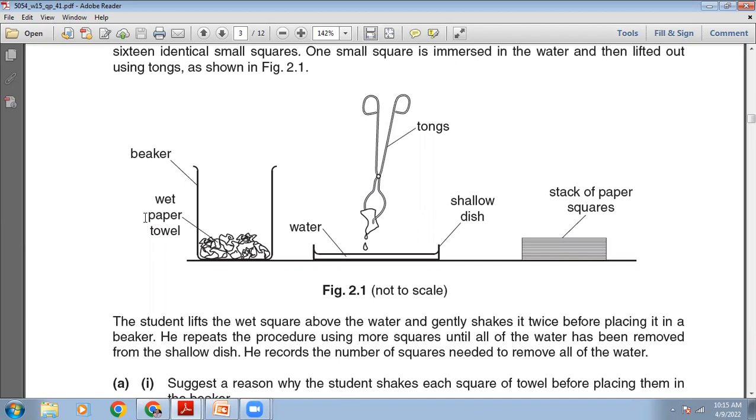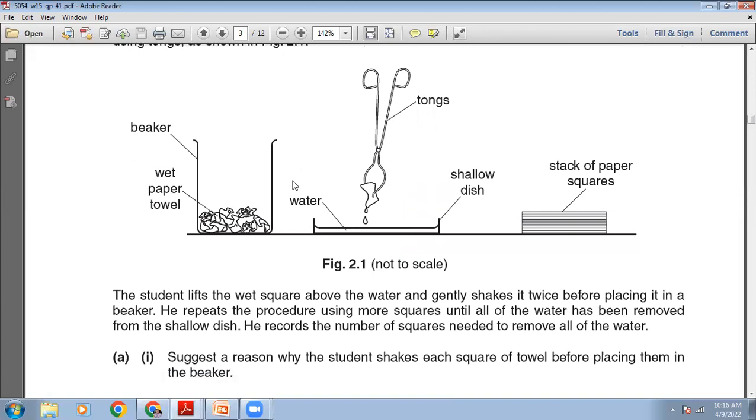So what they will do is take a square piece of the paper towel and dip it into the water, gently give it a jerk to shake off the droplets of water, and then put that tissue paper somewhere. They will keep on doing this process and count how many small squares of that white paper towel are used to completely wipe out the water, to completely dry the dish. So he will note down how many small pieces of tissue paper are used.